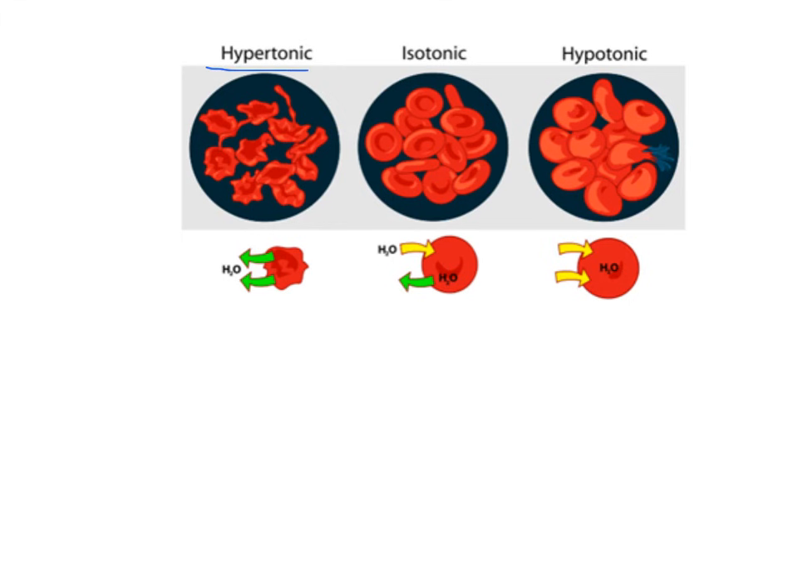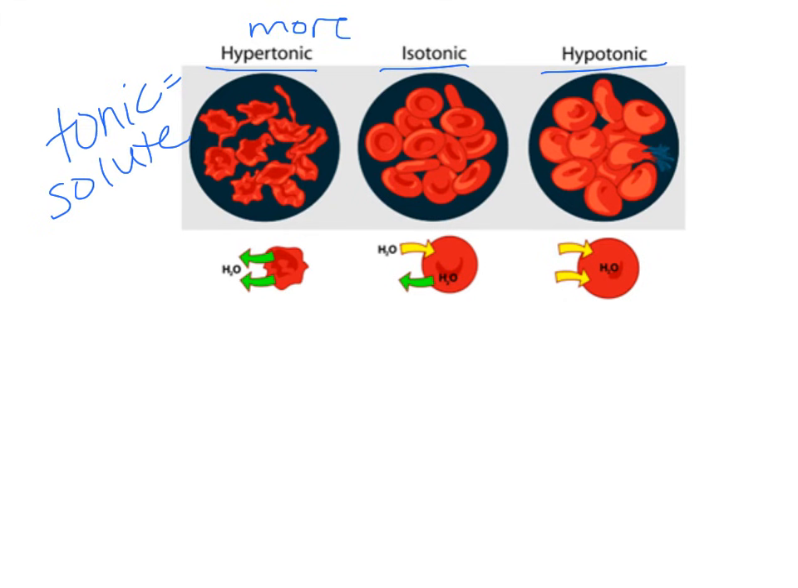Okay? You can see I've got hypertonic, isotonic, and hypotonic. And so when we're referring to these, we're talking about the amount of solute. So that's what tonic is referring to, okay, is the amount of solute. So if something is hypertonic, then it has more solute than something else. If something's hypotonic, it has less solute. And if it's isotonic, it has the same amount of solute as something else.